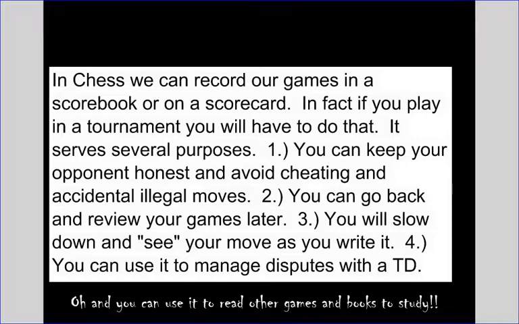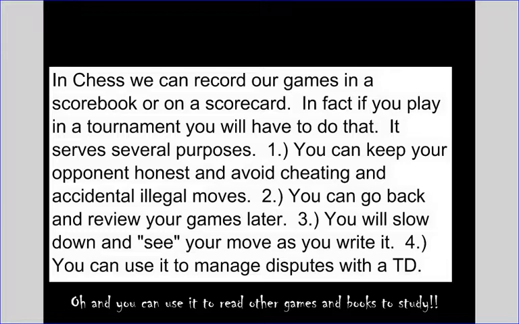If there's a dispute in a tournament, as a matter of fact, the tournament director, and I'm one, will ask to see the scorebooks. And the person with the most complete scorebook will have an advantage, especially if we're talking about a disputed move. If someone has all of the moves up to the current moment and the other player doesn't, then that person's scorebook has to be trusted.